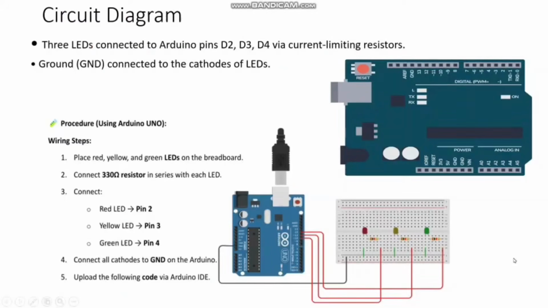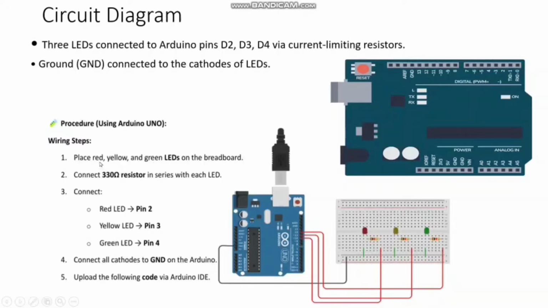Now I come to the circuit diagram. Here the LEDs are connected to Arduino pins via current limiting resistors. Instead of 330, we are taking 220. The ground is connected to the cathode of the LED. This is the pinout diagram for the Arduino.